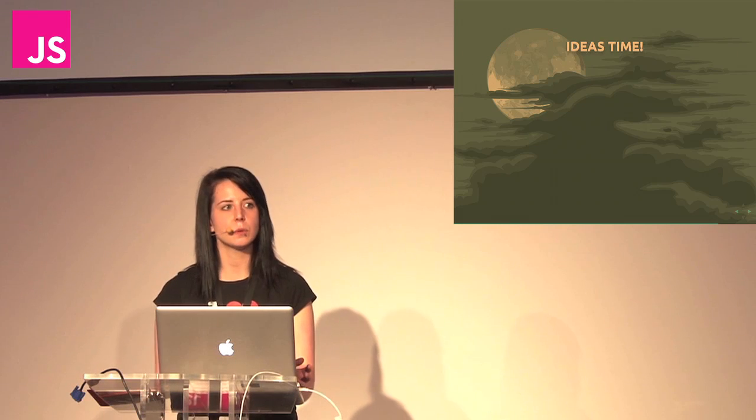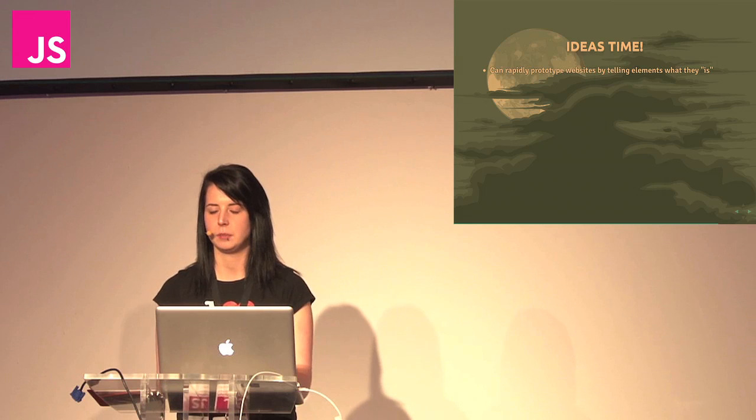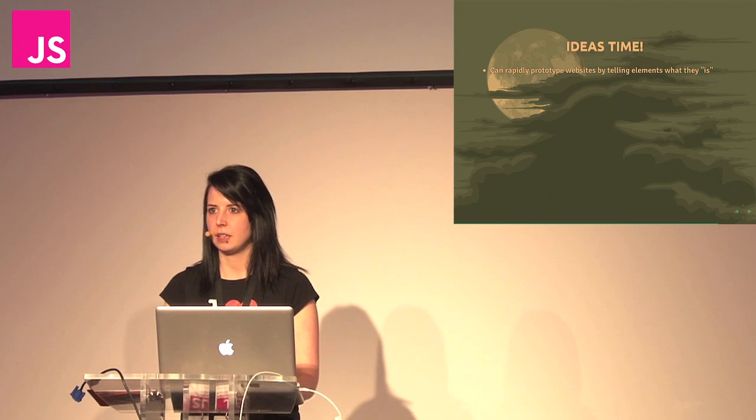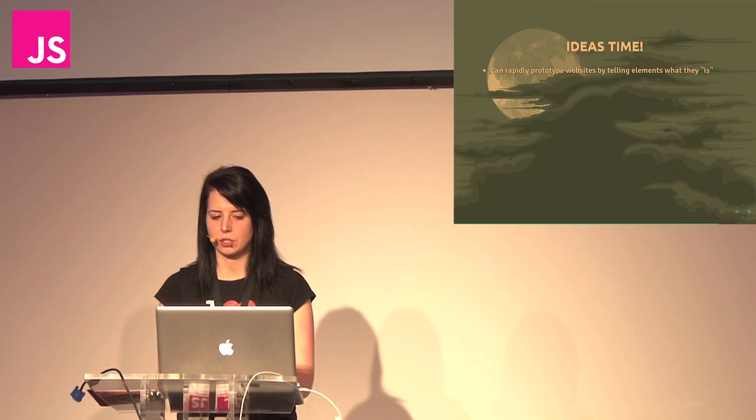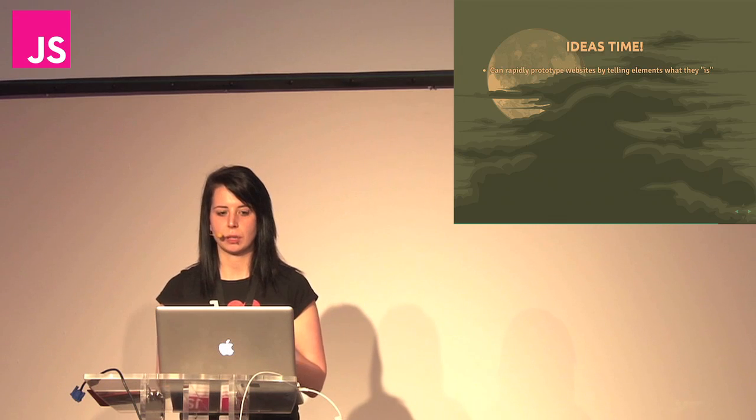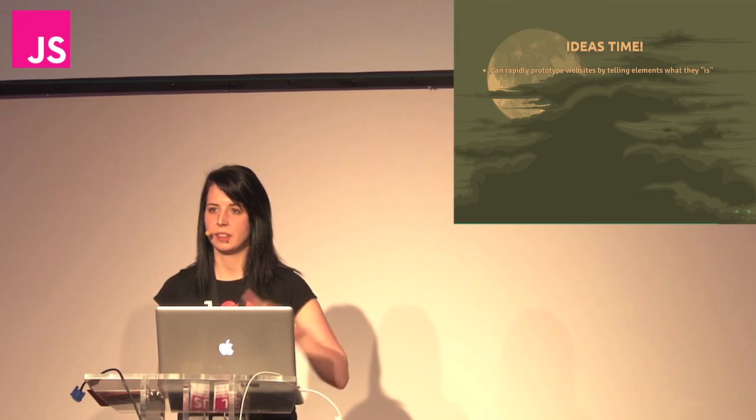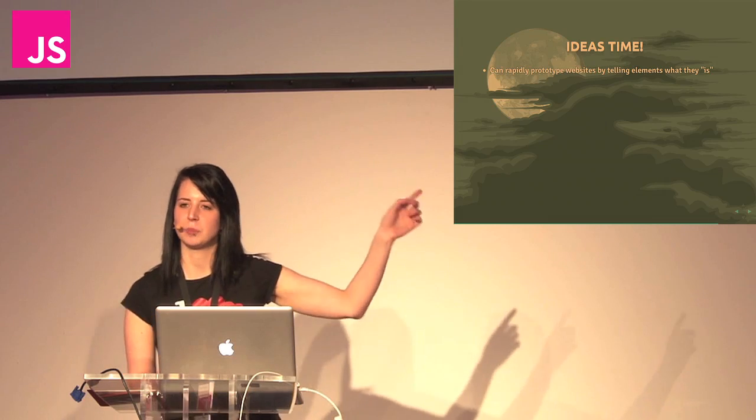So some ideas: what are some things we could use this for? I talked about how we can remix existing content. That's great, but not really pertinent to everybody's situation. But using the is selector and creating these modular components will allow us to rapidly prototype websites by telling elements what they is. It's not a grammar mistake. I did that on purpose to be clever.